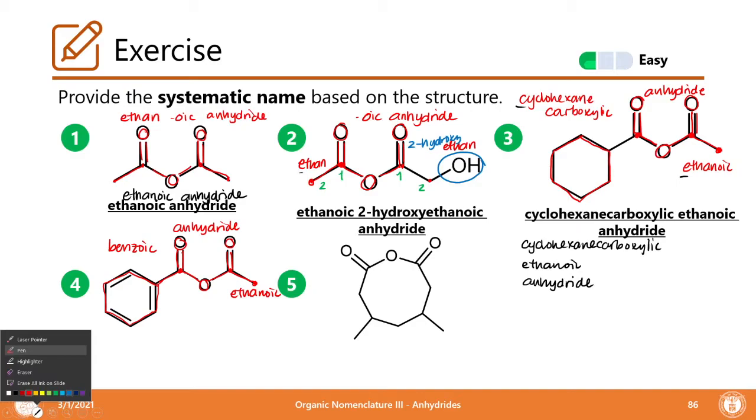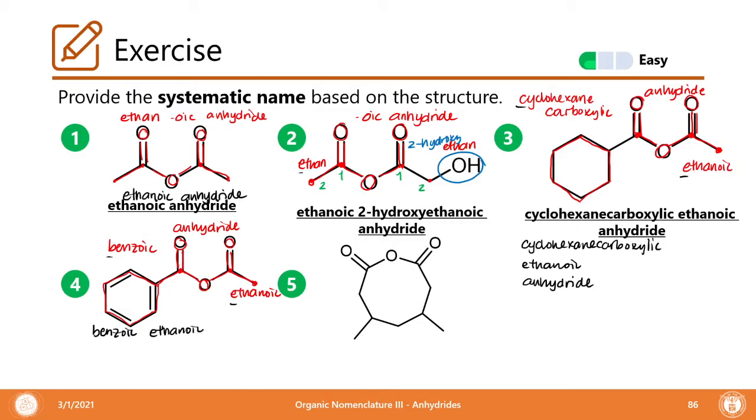Okay, so now if we assemble the name, E, okay, actually it has to be letter B. Okay, I'll do the correction there. So benzoic ethanoic anhydride. Okay, so I think this is just a correction. Benzoic comes before ethanoic.